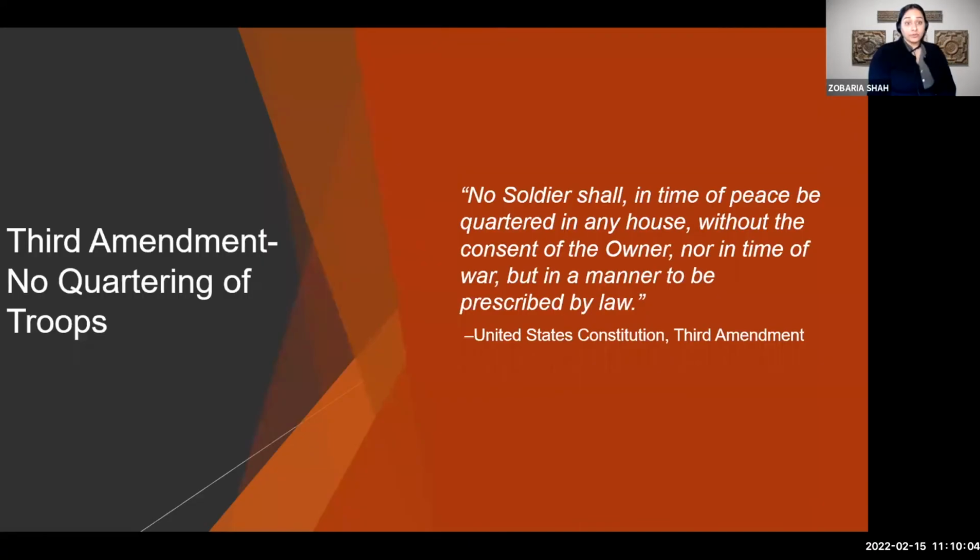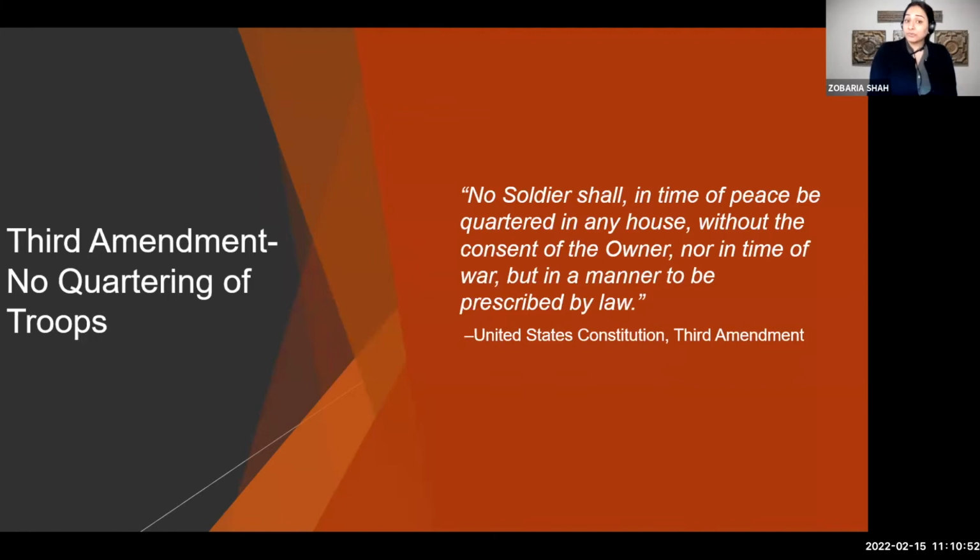Now, the Third Amendment is no quartering of troops. Many people feel that the Third Amendment is not as important today. It states that no soldier shall, in time of peace, be quartered in any house. The term quartered essentially means enter someone's house, go in there, live there, spend a couple of days there. Now, they can't do that without the consent of the owner. The term consent means the permission of the owner. So, nor in times of war, but in a manner to be prohibited by law. So at any time, soldiers are not allowed to go into the homes of civilians or private citizens.